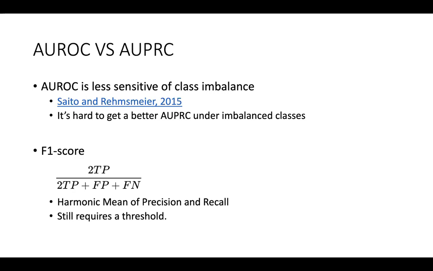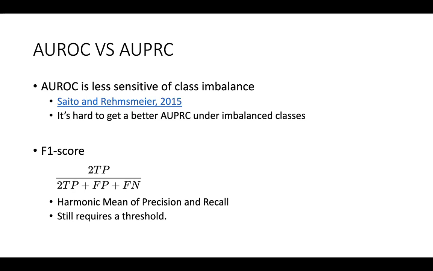So, back to the basics: if your data is 50-50, with 50% positive cases and 50% negative cases, you can simply use accuracy to measure the performance of your model. But if it's a bit class imbalanced, then you could use both AURC and AUPRC.